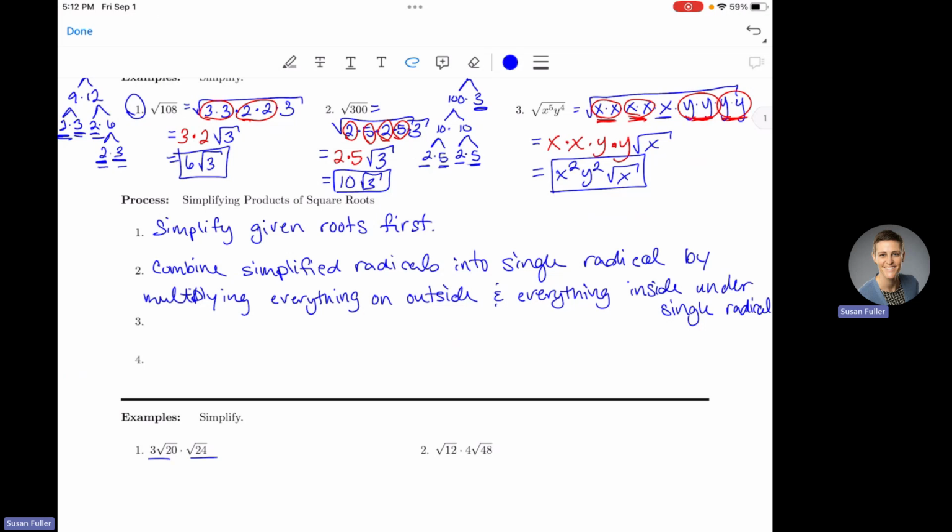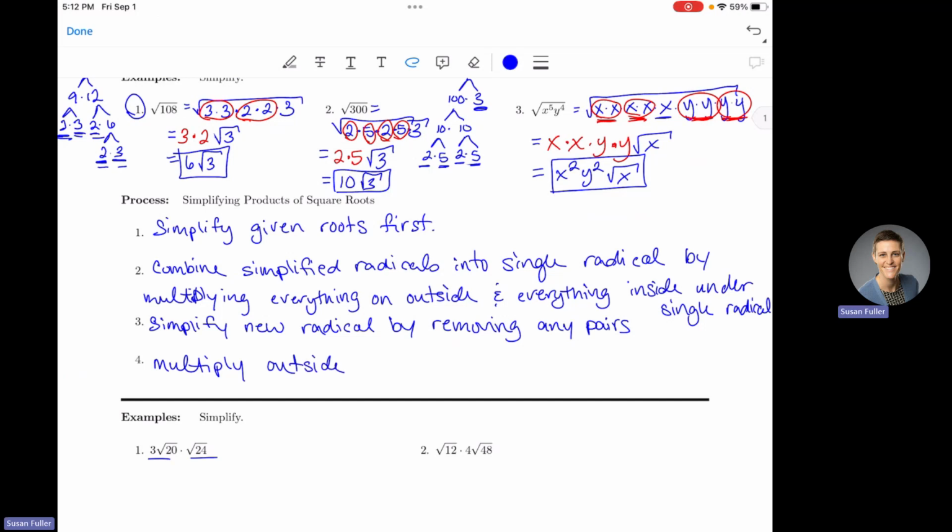Then what you're going to do is simplify the new radical by removing any pairs. And then you're going to multiply everything outside and inside to simplify.